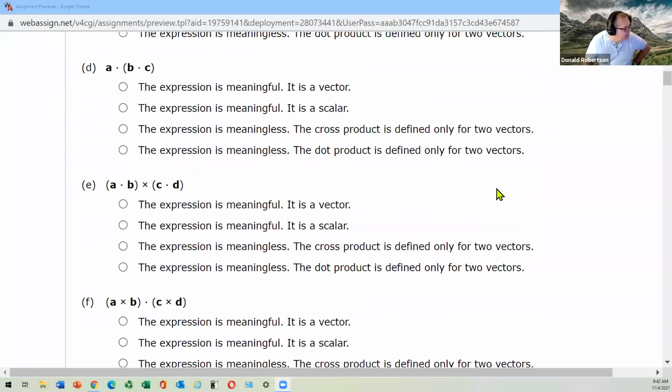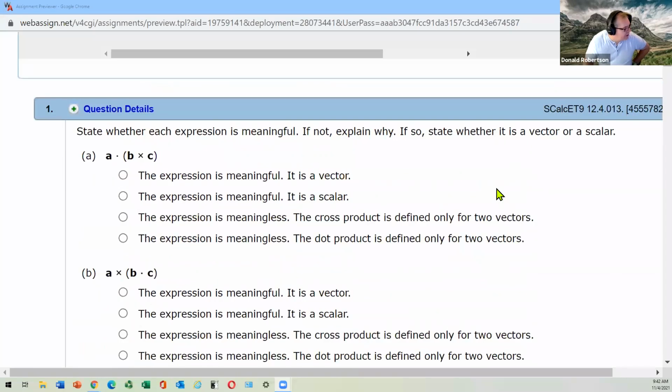Right, now, let's go back to these questions. Explain whether these are meaningful or not. Meaningful means, could you get an answer, right? Now, the answer might be a vector, it might be a scalar. And if it is, you have to tell us that. Would it be possible to do a dot product of A with a cross product B cross C? Would that work? Would you get something?